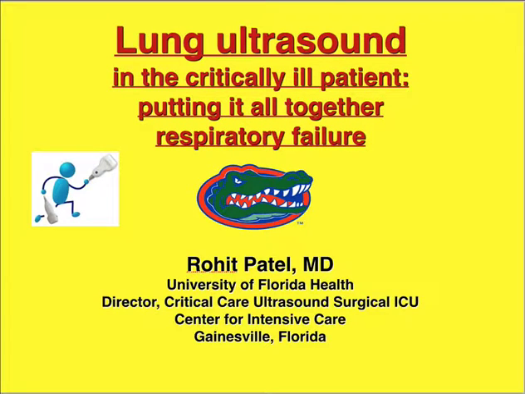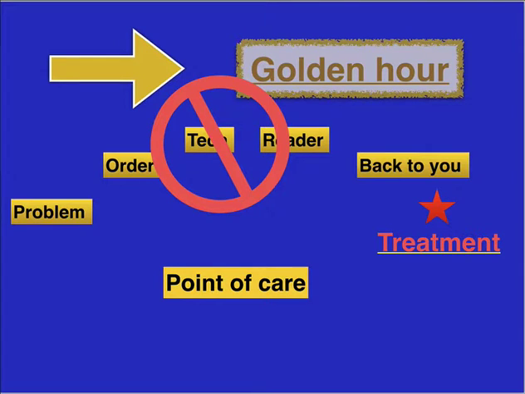Alright, so this lecture we're going to put everything together and show you how to evaluate respiratory failure in a critically ill patient using lung ultrasound to help you evaluate what's going on. So remember, a lot of times for hypoxia or hypotensive episodes, you really don't have the time to go through ordering official ultrasounds, and especially for lung ultrasound, there are not a lot of acute things that you can order.